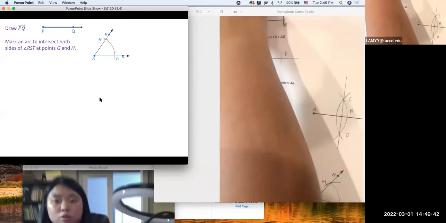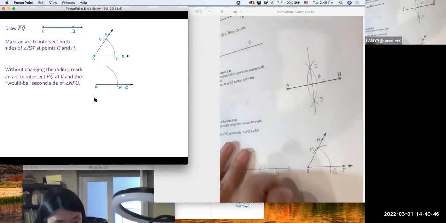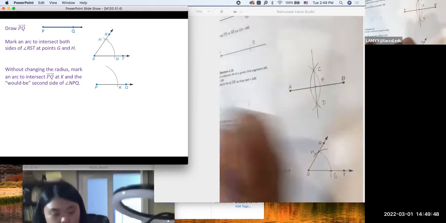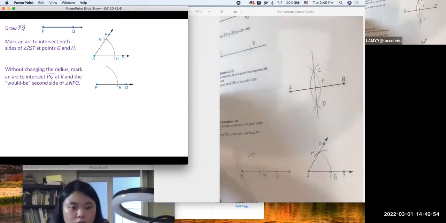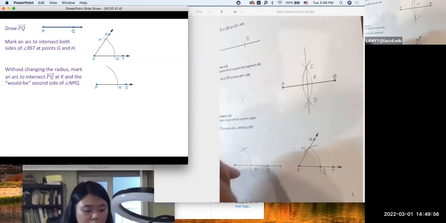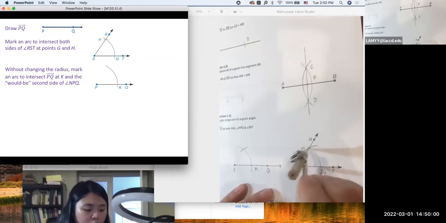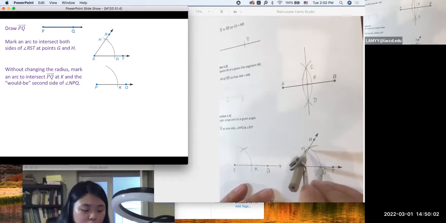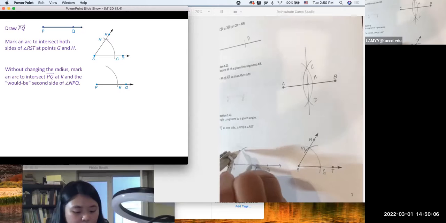Let's skip one step here. K here. Okay, I'll do it one more time, guys. Point it to the G, and then get the arc to intercept the H. Use the same radius at the point K here, and get the arc in here.